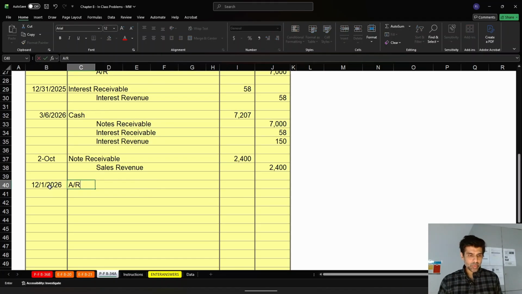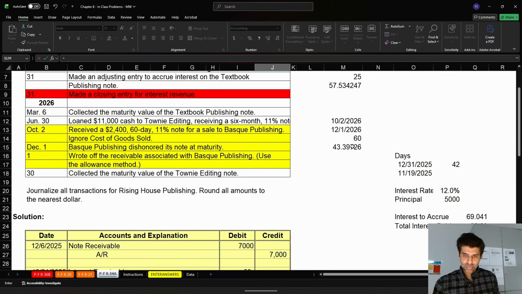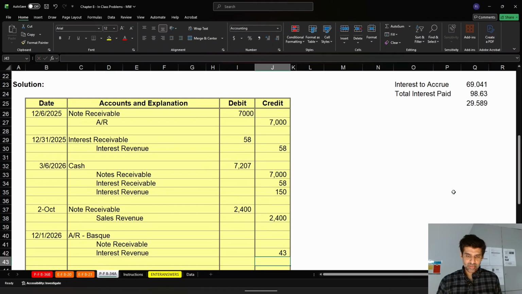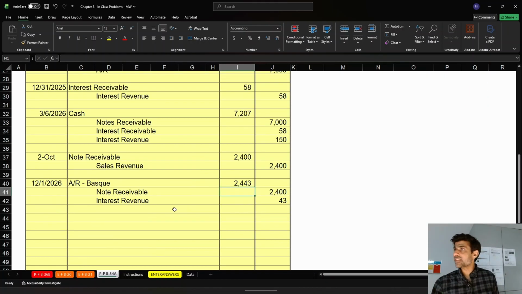So we're going to have on December 1st, we're going to be, remember, putting this into accounts receivable for this person, Basque. And we're going to be getting rid of the note receivable. And we're going to be recording this interest revenue. Okay, so we just calculated the interest revenue, which was this $43.40. The note receivable is $2,400. And this account receivable we now have is the sum of the two. Okay, so that's just the first step.